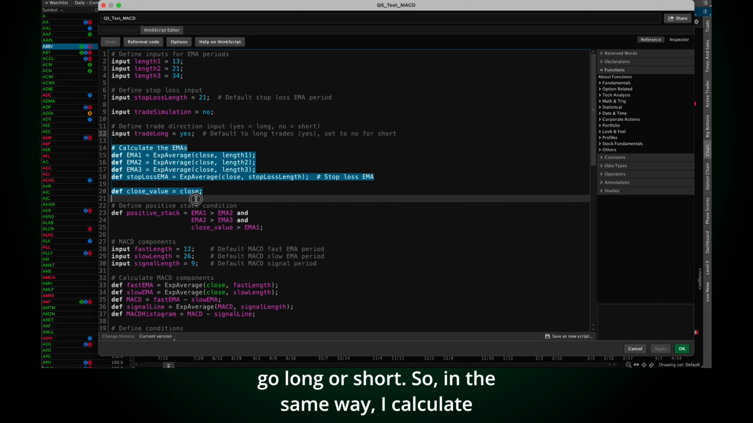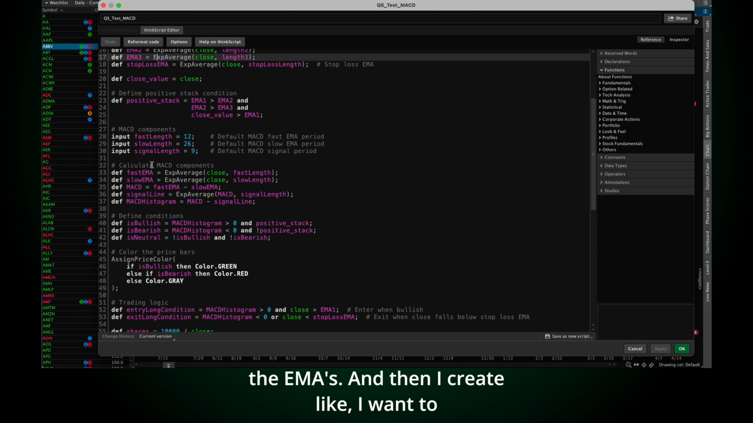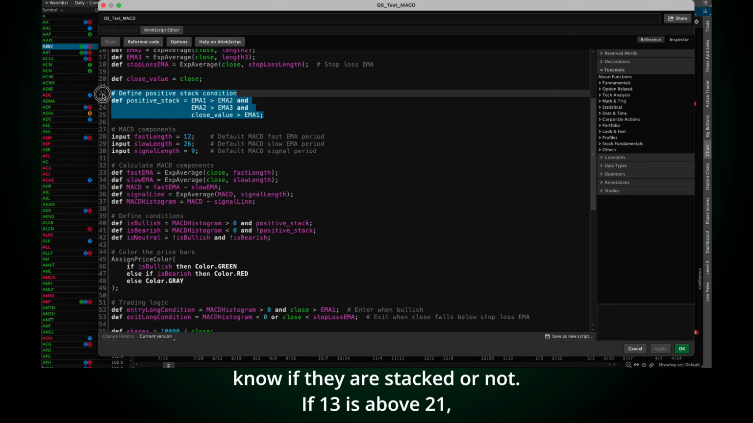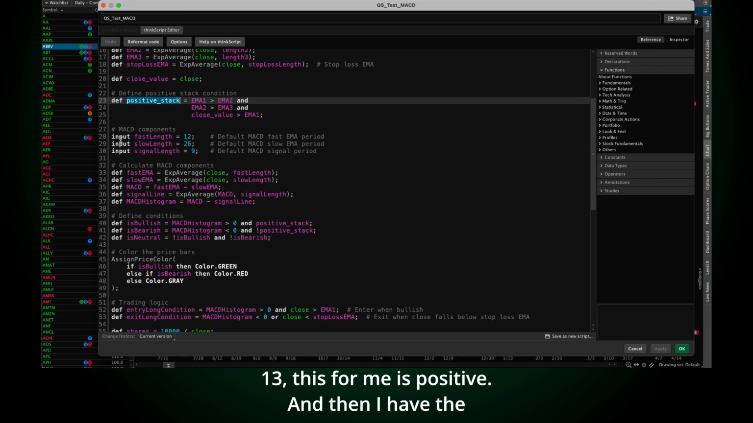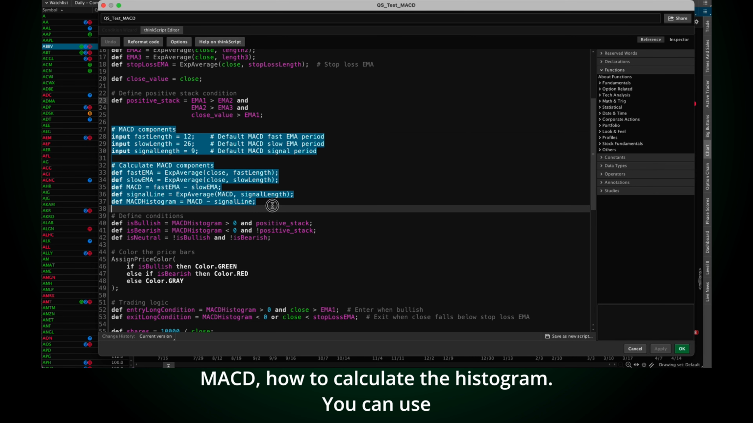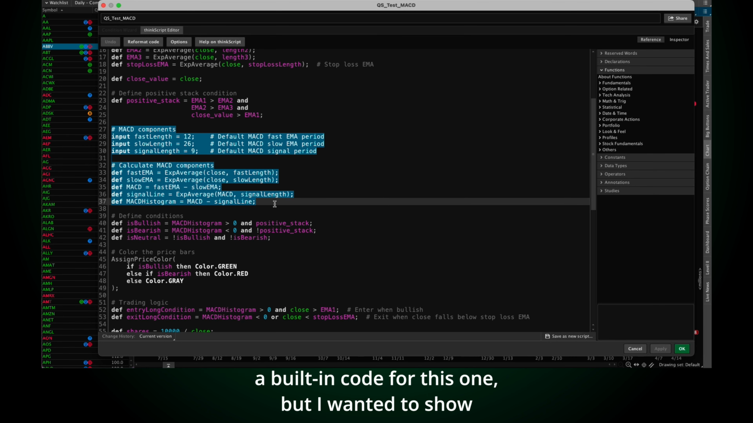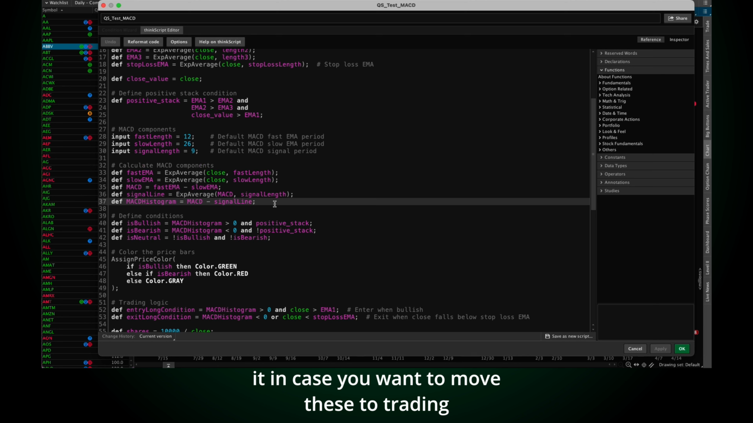So in the same way, I calculate the EMAs and then I want to know if they are stacked or not. If 13 is above 21 and 21 is above 34 and the close value is above 13, this for me is positive. And then I have the MACD, how to calculate the histogram. You can use the built-in code for this one, but I wanted to show it in case you want to move this to TradingView, whatever. It's a simple formula, okay?